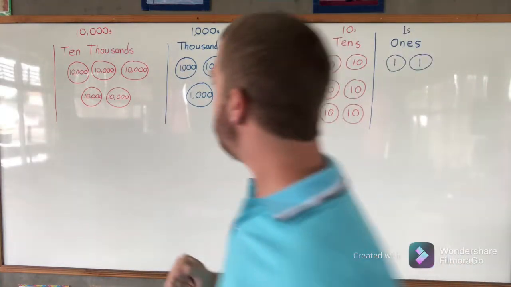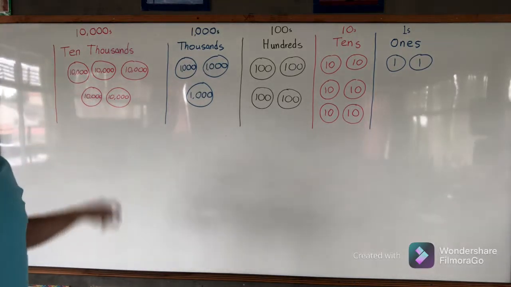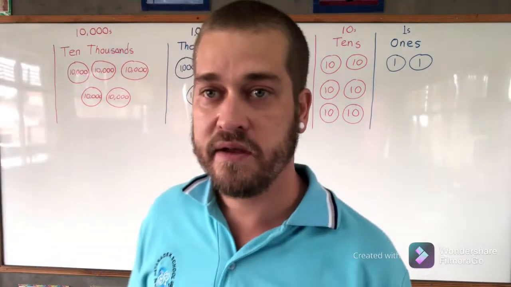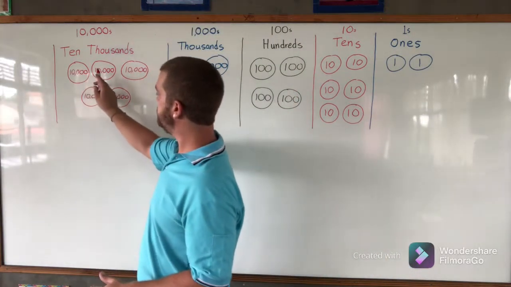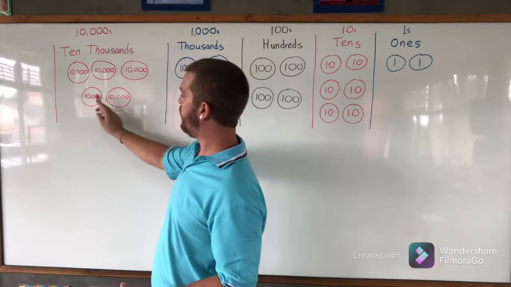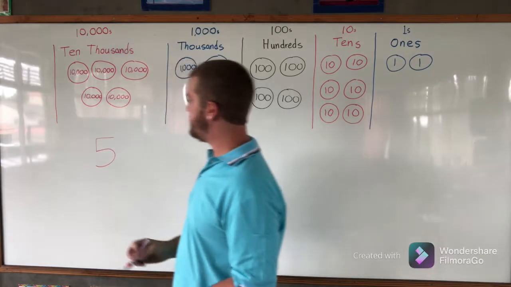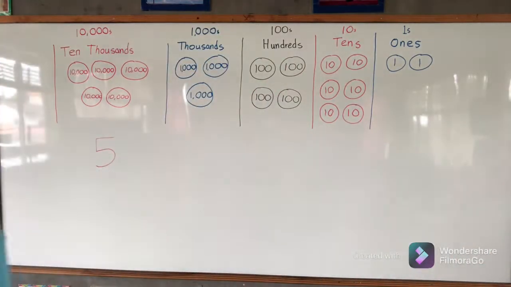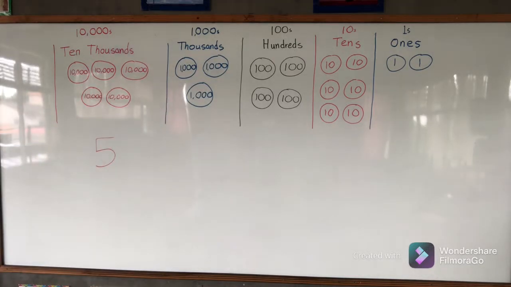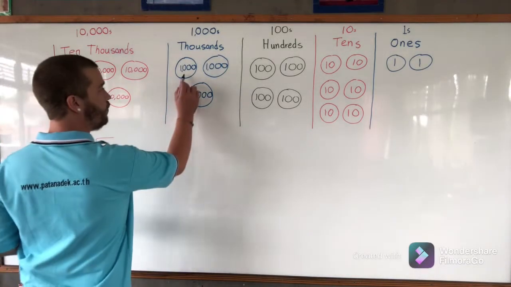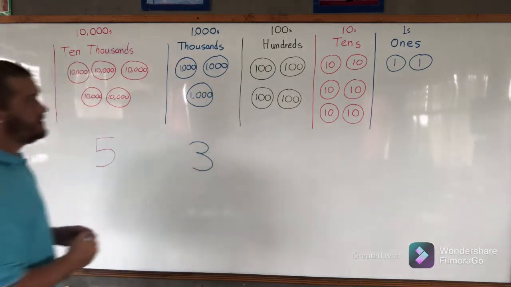So, we have our 10,000s column. Can you tell me how many 10,000s we have? Let's count. So we have 1, 2, 3, 4, 5. So I'm going to put a big 5 right there. Just like that, if we look at the thousands, how many thousands are there? It looks like 1, 2, 3. So I'm going to put a giant 3.